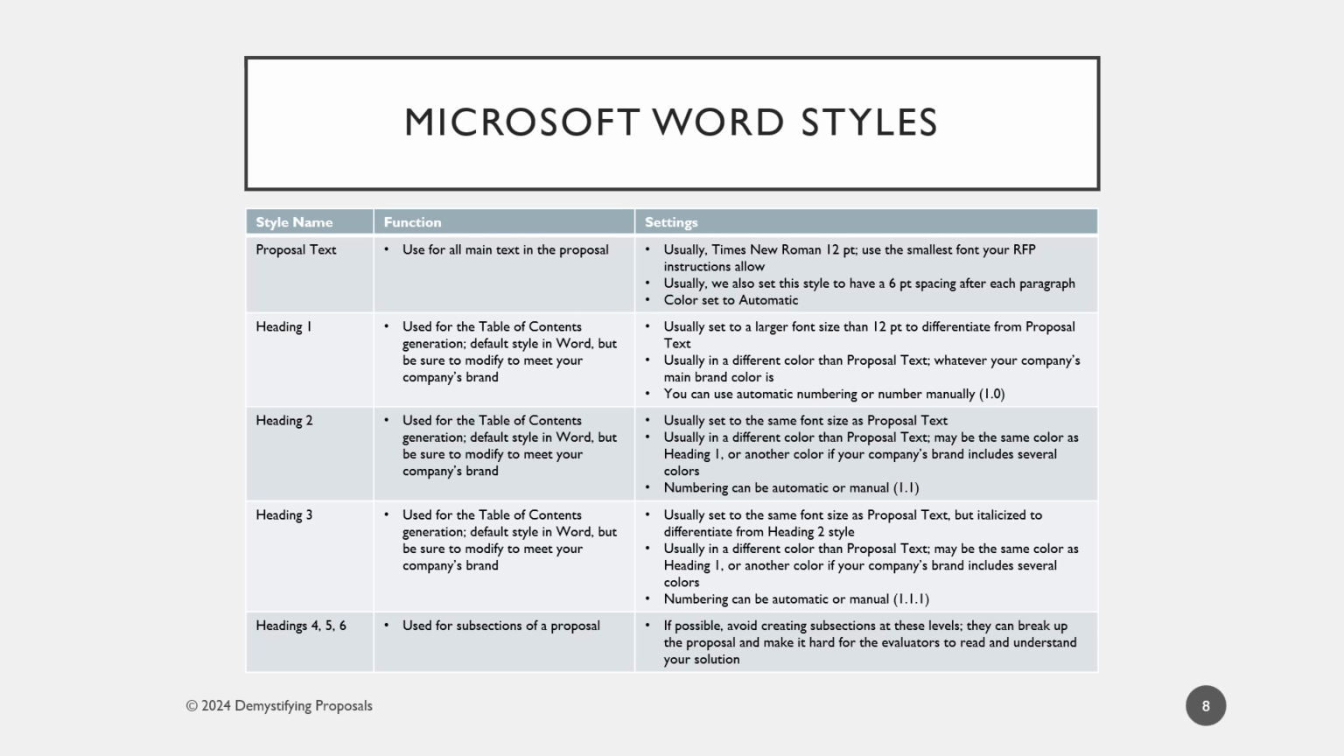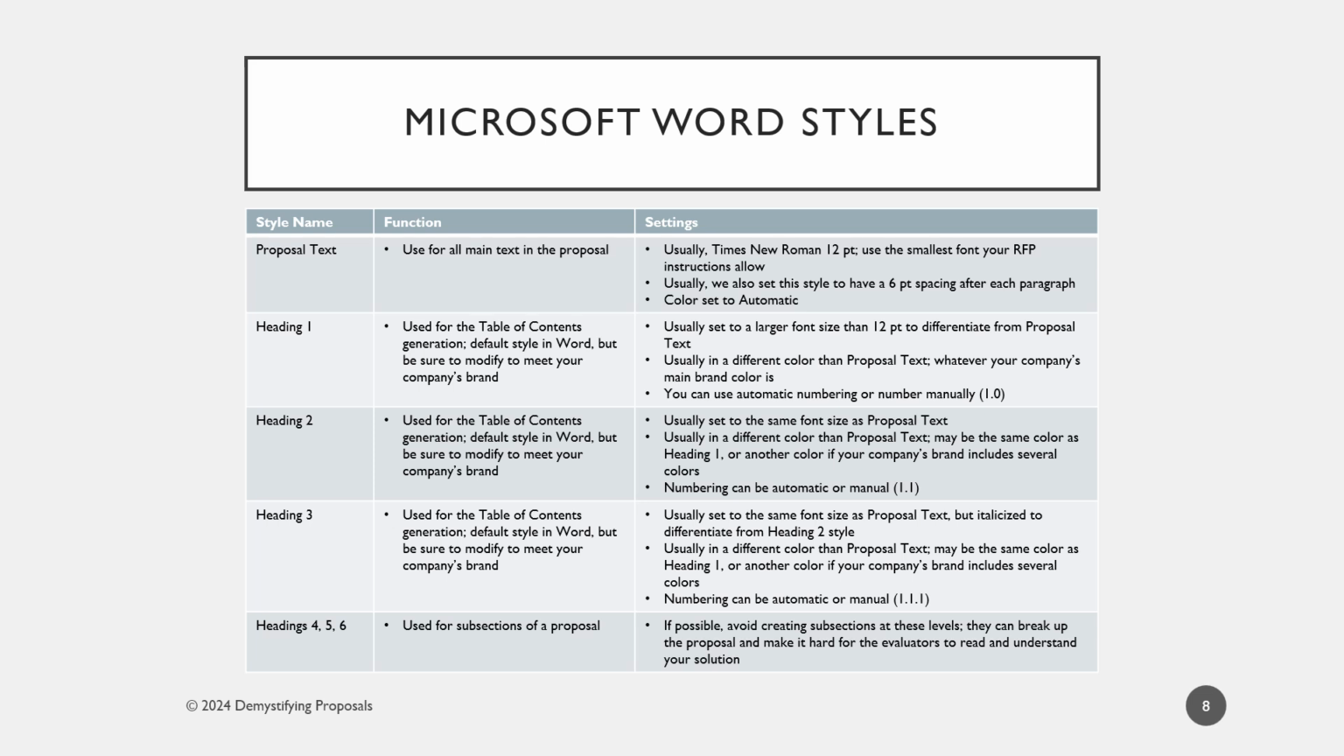Heading 1 is the default style within Word. We just recommend that you set it to match whatever your brand for your company is. So using a different color than the proposal text, maybe making the font size a little bit larger than 12 point, maybe using a different font than Times New Roman if you're allowed. And that way, the heading 1 style will match consistently throughout your proposal.